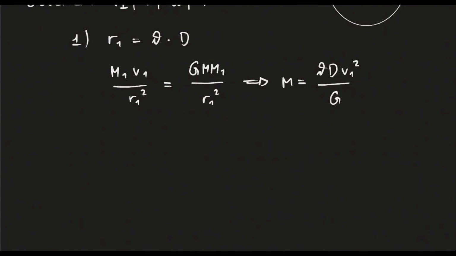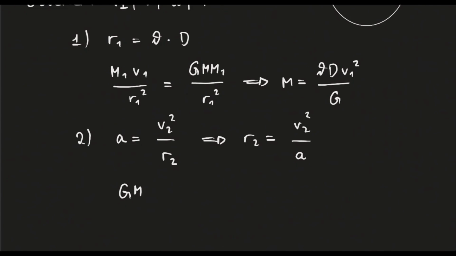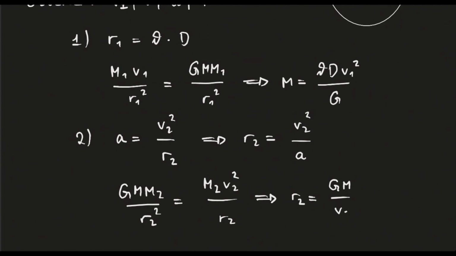For blob 2, we can write the equation for the acceleration. a equals v2 squared over r, which gives us the radius r2 as r2 equals v2 squared over a. And similarly, we can write again G M m2 over r2 squared equals m2 times v2 squared over r2, which gives us another expression for r2, which is G M over v2 squared.